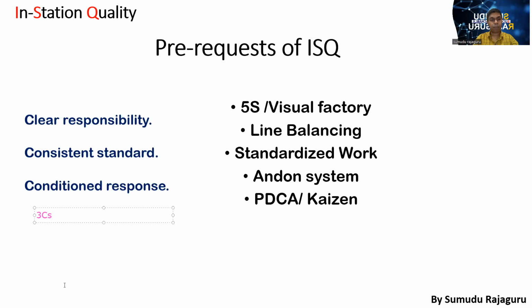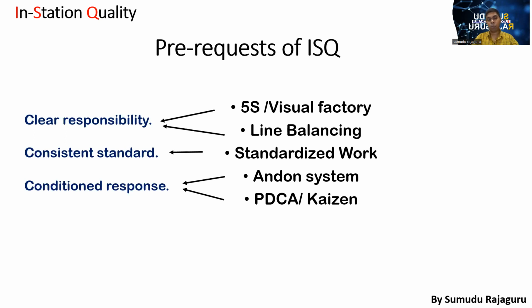Three C's. Okay. Now, under the three C's, there are several factors. Under clear responsibility: 5S and visual factory, then the operation line balancing activity. That means when we implement 5S, when we convert our organization into a visual organization, and if we do the line balancing activity in a proper way, we satisfy the clear responsibility part. When we talk about consistent standard, that means standardized work: for each and every process we have to give standardized work. Then what happens? We can eliminate the variations and achieve product uniformity.